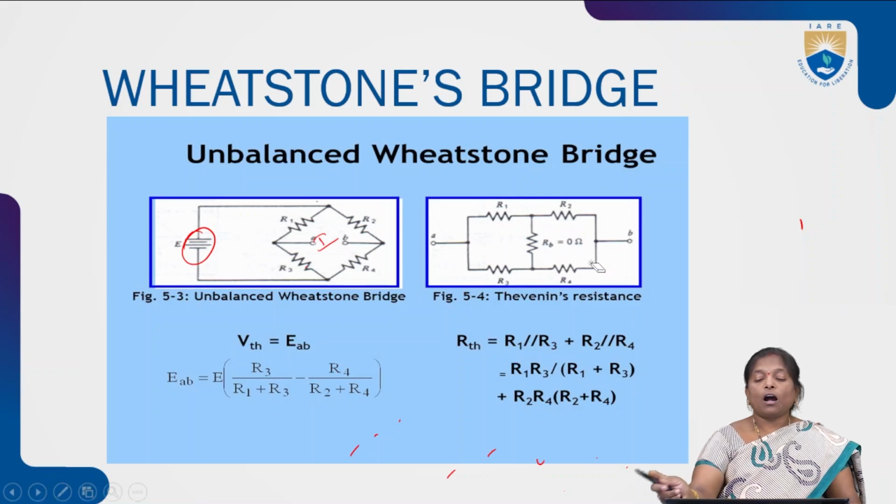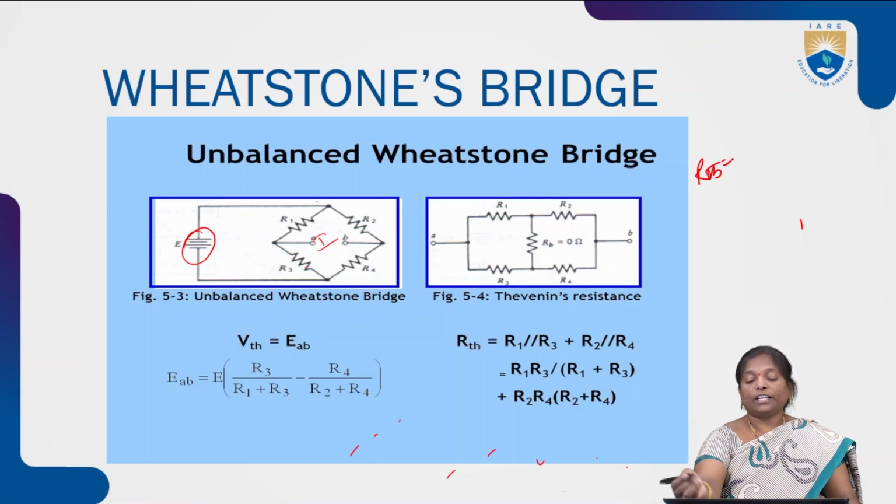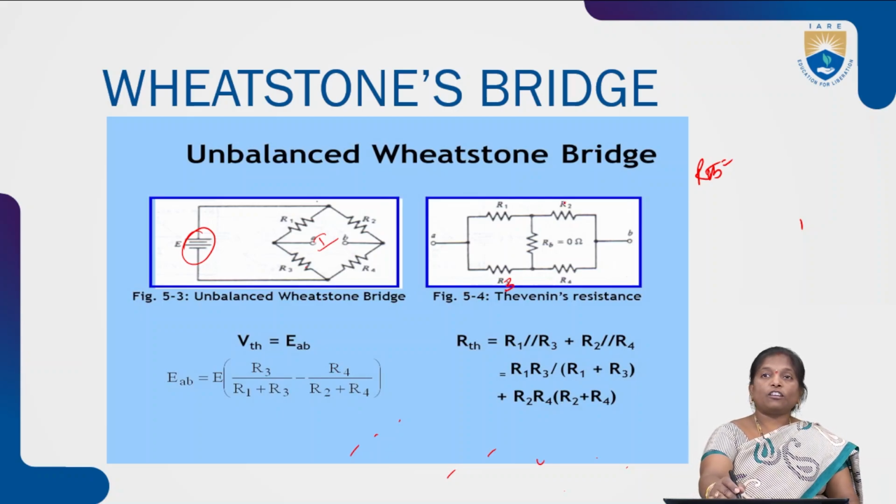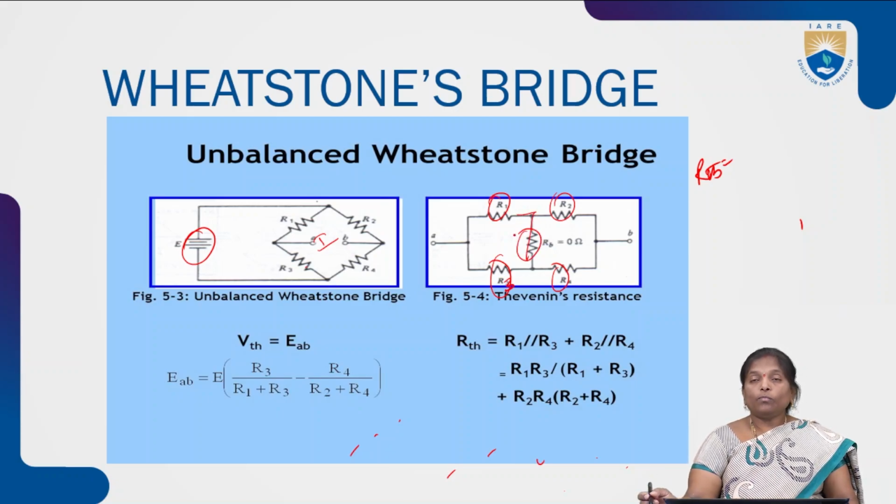In this circuit, R Thevenin can be calculated as follows. See all the resistances. This resistance R1 is in parallel with R2. Similarly, resistance R1 is in parallel with R3. This is R3. Similarly, this is R2 and R4. Now, R1, R3 are parallel. R2, R4 are also parallel. But the combination of R1, R3 is in series with the combination of R2, R4.